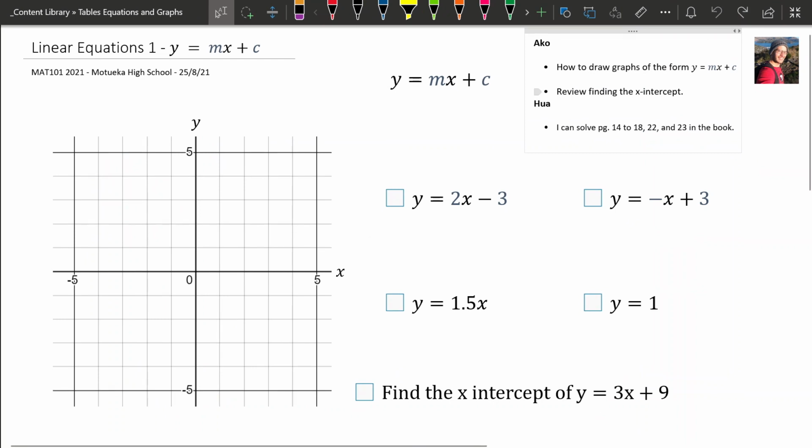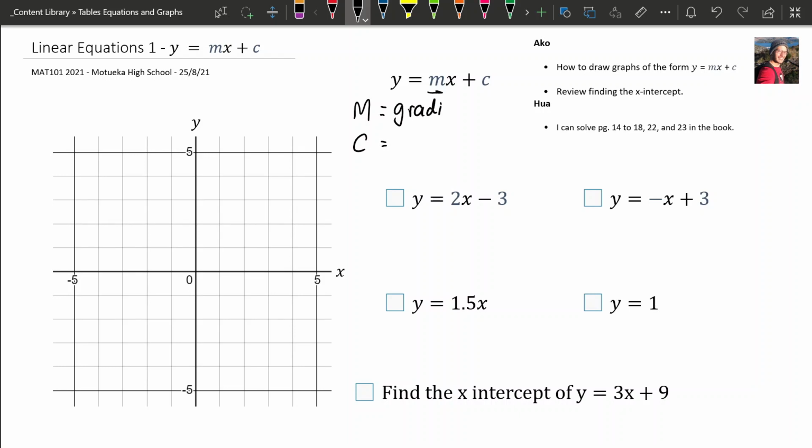Okay, so I've got 5 equations for you over here, and to solve them we must first review what the m and the c mean in the equation of a line. So the m is our gradient. That's normally given as rise over run. It's a fraction, rise over run. Our c is our y-intercept.